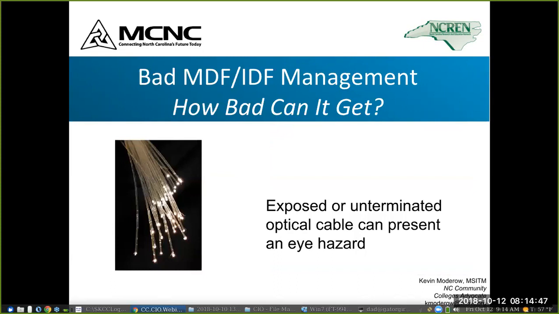Another hazard is optical cable that has not been terminated. There is a wide variety of debate on the internet about whether or not this is actually a hazard, whether or not it can actually cause permanent damage to someone's eyesight. But this is also something we're looking for when we evaluate MDF and IDF management. Are there unterminated cables of any kind, really? Although electrical, for networking, is a low volt cable that is not really a hazard. Optical cables could be a hazard if someone picks this up and stares at it too long, I guess.